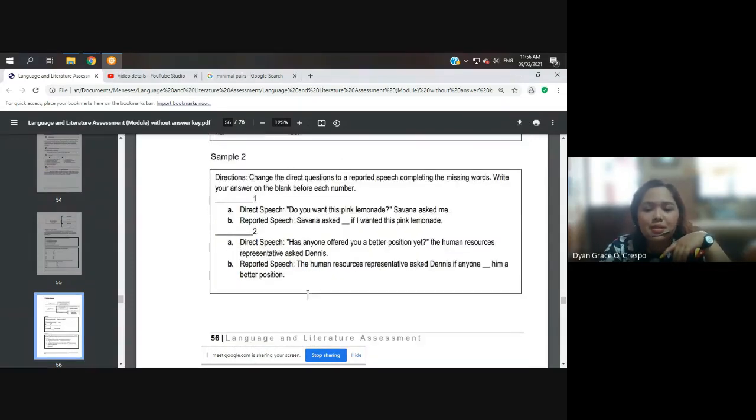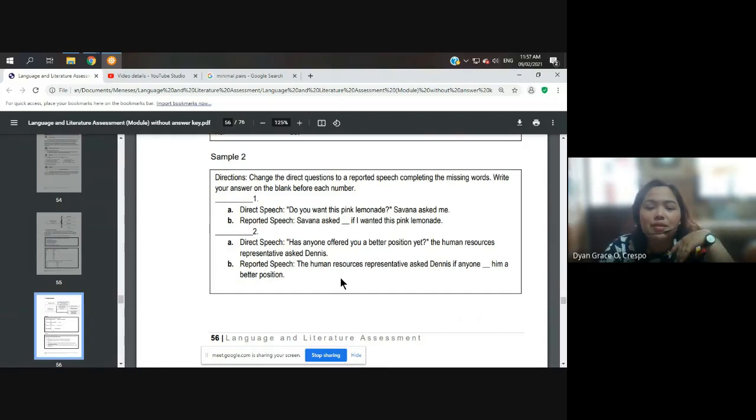An example is the reported speech. So, direct speech: "Do you want this pink lemonade?" Savannah asked me. Reported speech: Savannah asked blank if I wanted this pink lemonade. So, we changed the direct questions to reported speech. Write your answer. So, you will just write the verb.